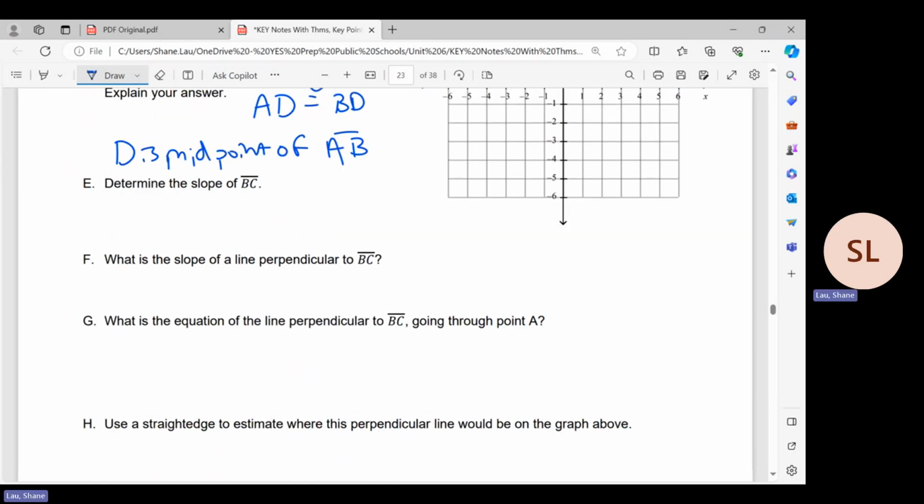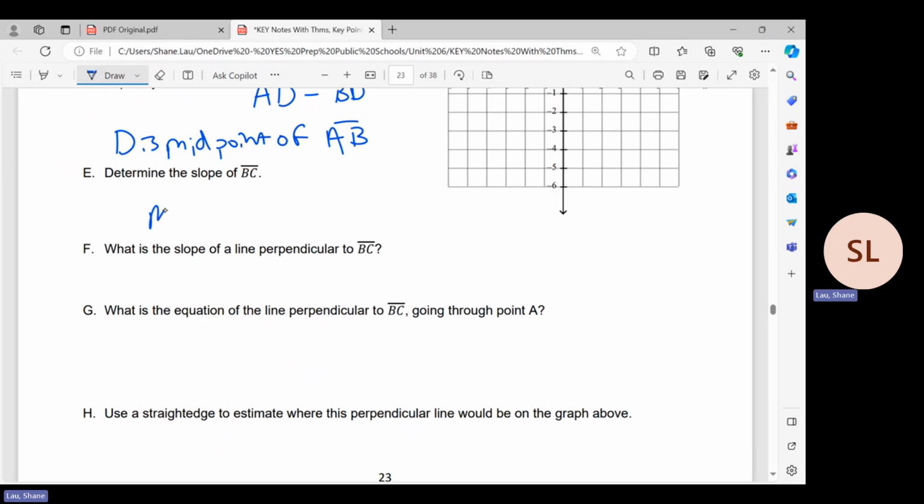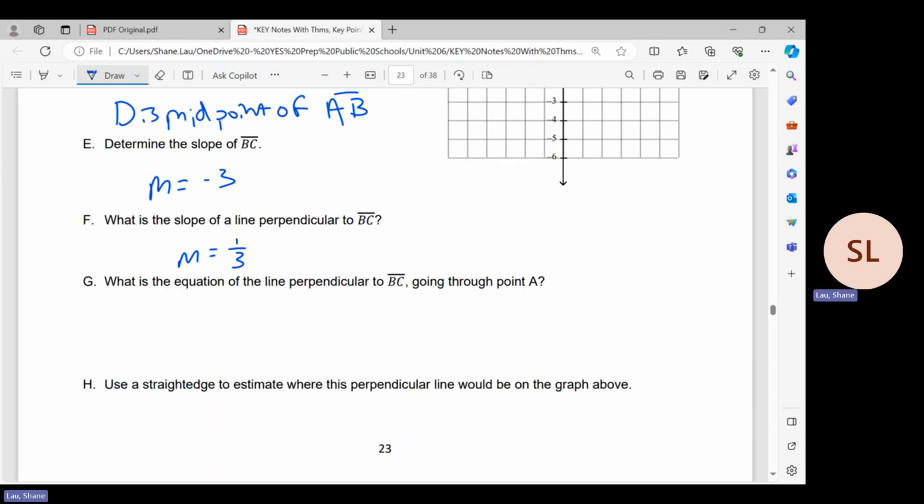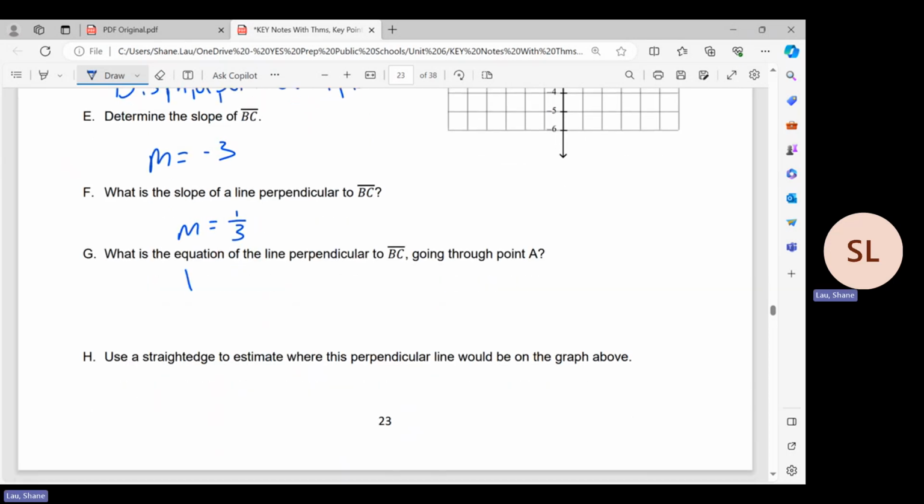Determine the slope of BC. We said the slope m was -3. Then the slope of the line perpendicular to BC is 1/3, the opposite reciprocal. And then the equation that we can write for this is going to be y equals 1/3 x minus 3, if you want to put it into slope intercept form.